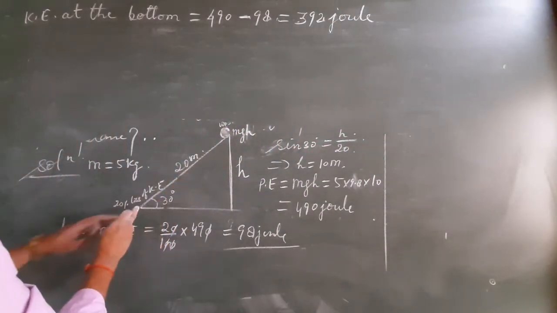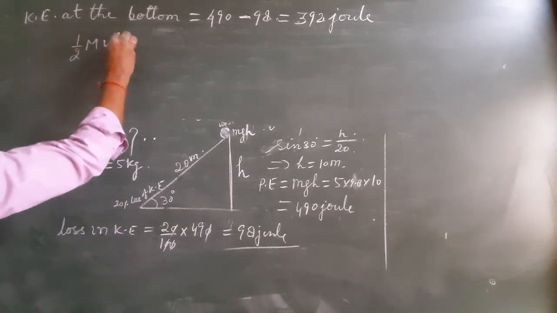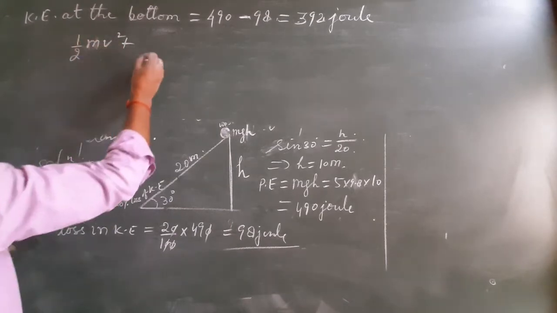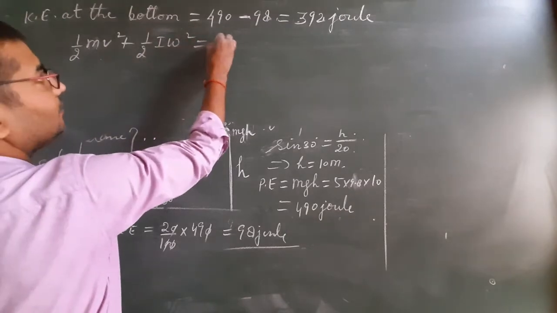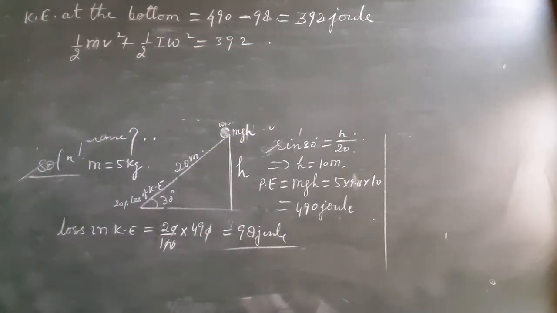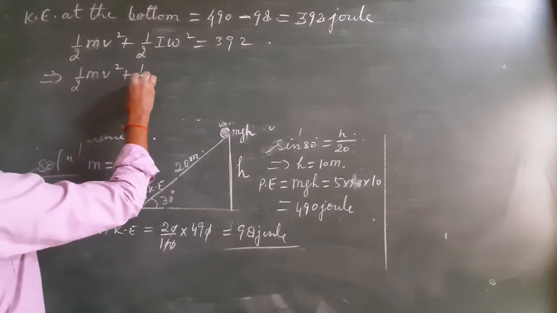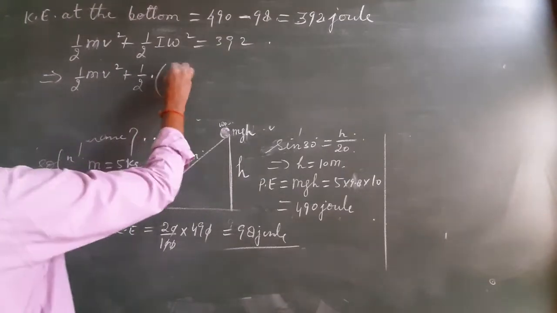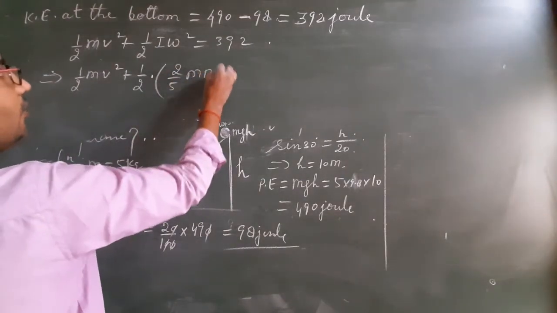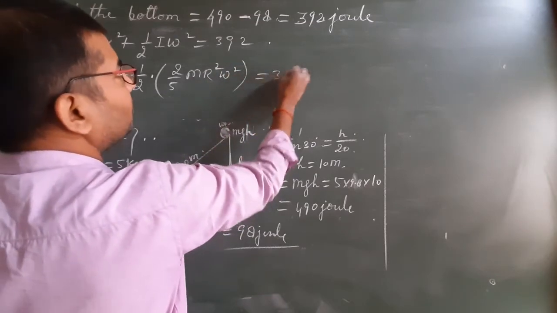And what will be the total kinetic energy at the bottom? It will be translational kinetic energy plus rotational kinetic energy, meaning 1 by 2 I omega square, and this is equal to 392. So 1 by 2 mv square plus 1 by 2, you know, the moment of inertia of a sphere is 2 by 5 mr square, and this is omega square. This is equal to 392.